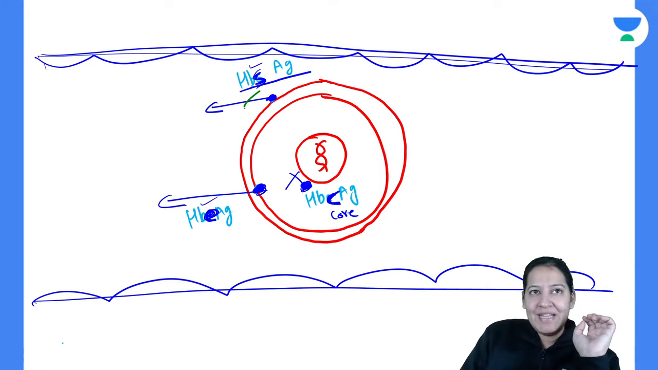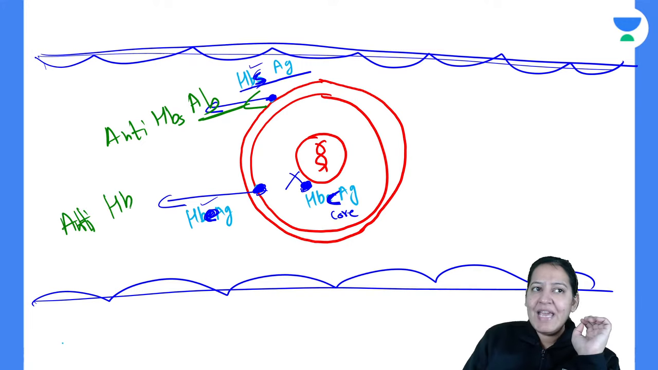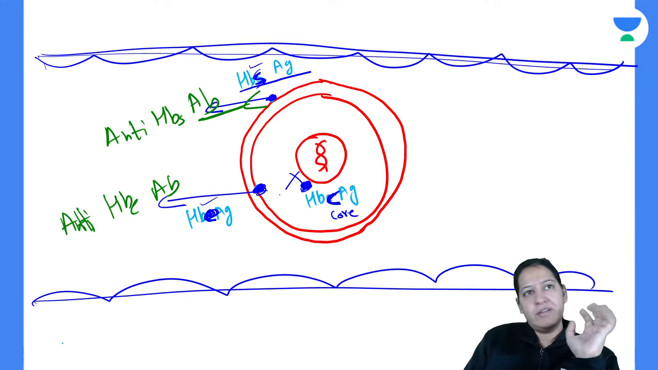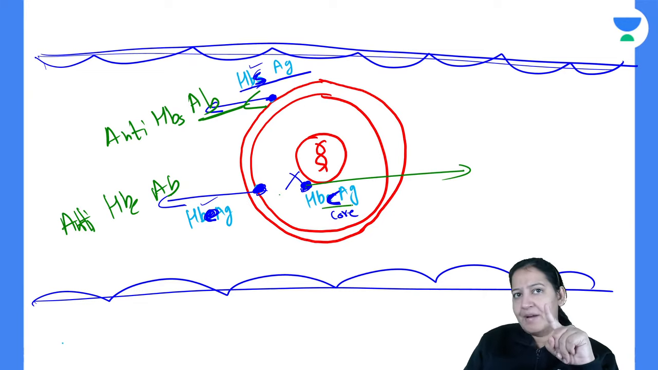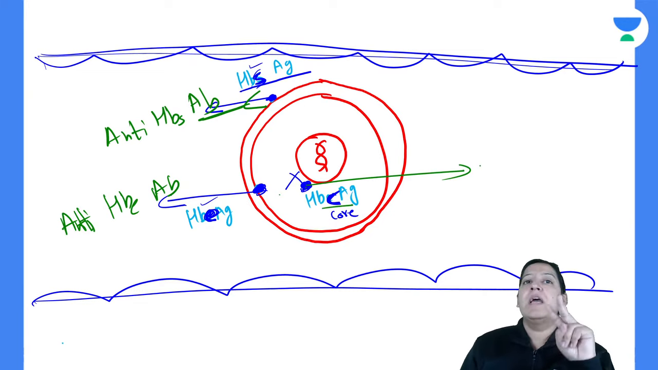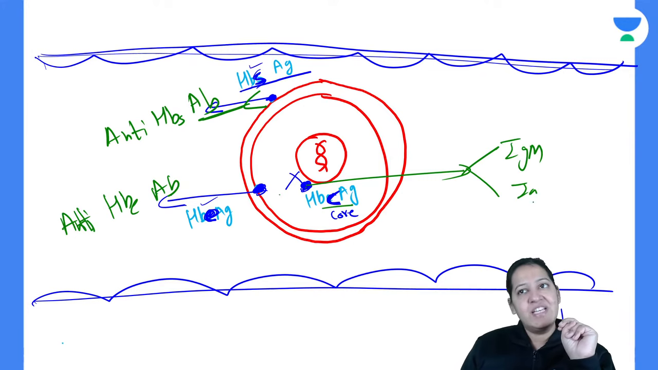So the body will form antibodies against S, that is known as anti-hepatitis S antibody. The body will form antibody against E also, that is known as anti-hepatitis E antibody. And for C also antibody is formed. C is not coming in blood, but antibody will be formed against it. So against C, two antibodies are formed, IgM and IgG. Both of them are anti-hepatitis C antibody.